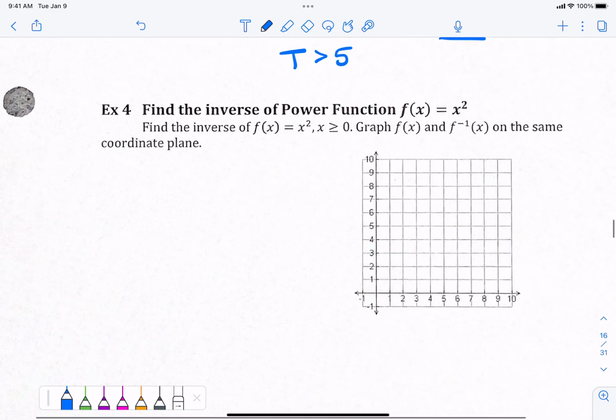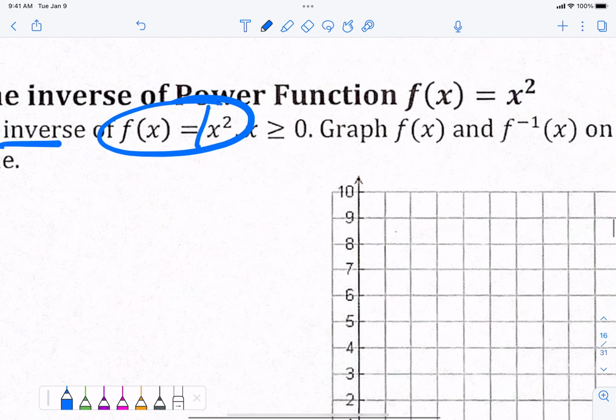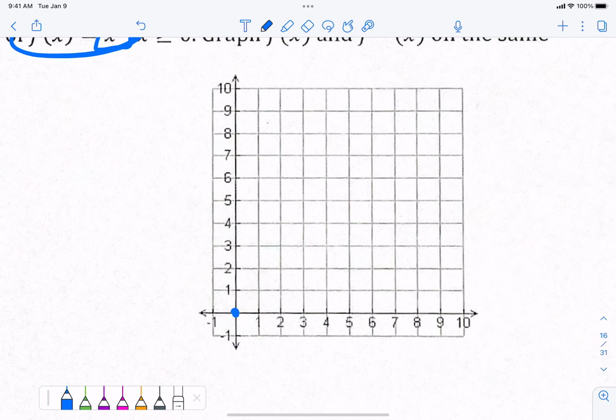like right now. And it's talking about inverses of x squared. Okay? Let's graph what x squared looks like. Do you know what x squared looks like? Parabola. It looks like a parabola. Okay, they're only giving me the first quadrant here.